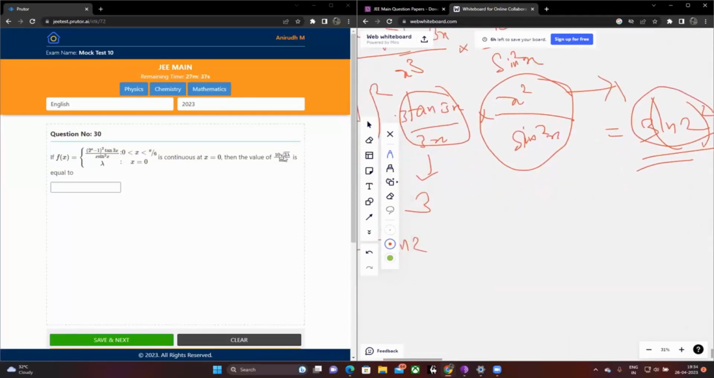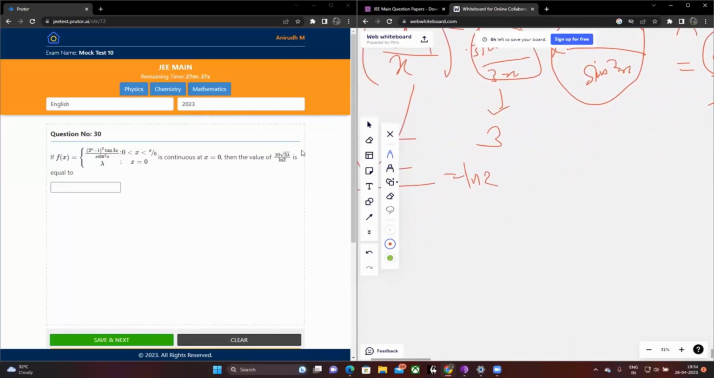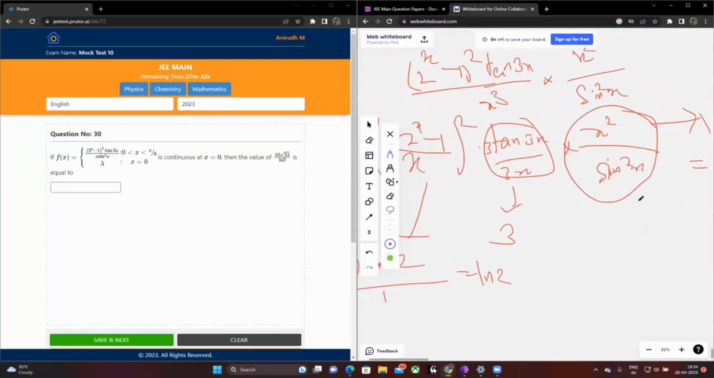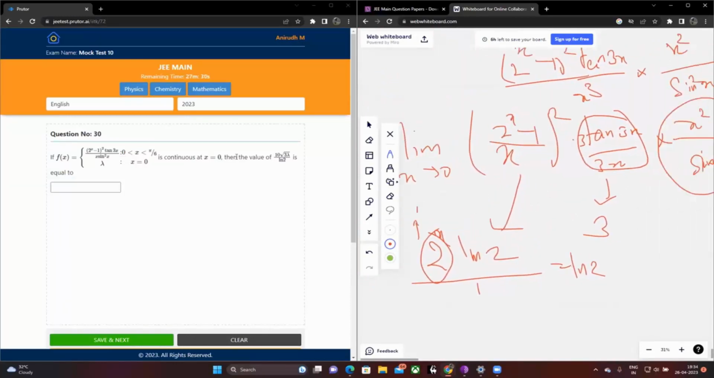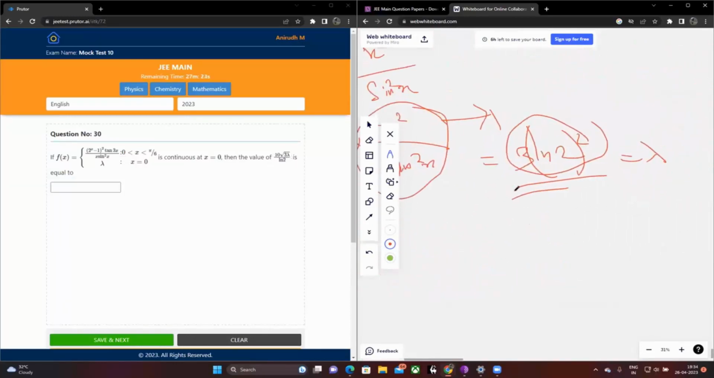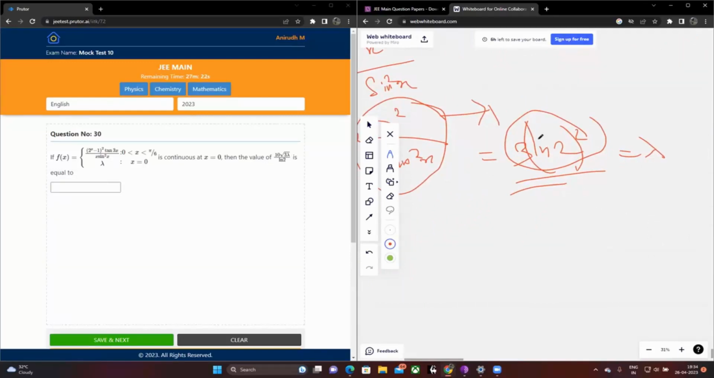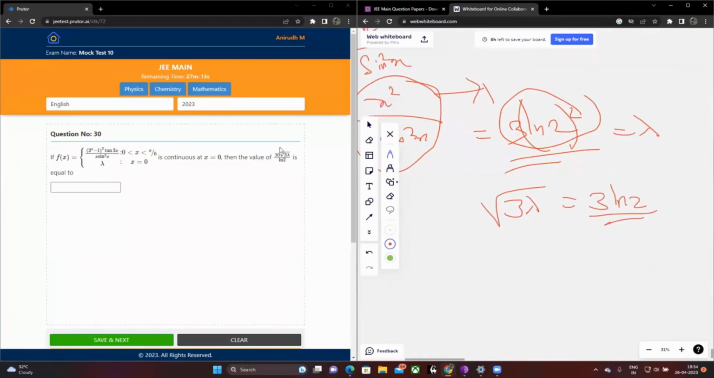Now you are asked to find out 10 root 3 lambda by ln 2. You get that the limit as x tends to 0 is 3 ln 2 whole square. So this is equal to lambda, right? So 3 lambda is basically 3 ln 2 the whole square, and root of 3 lambda is equal to 3 ln 2, right? And 10 into 3 ln 2 by ln 2 is basically 10 into 3, that is 30, right?